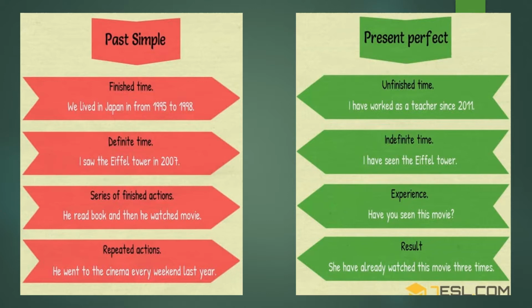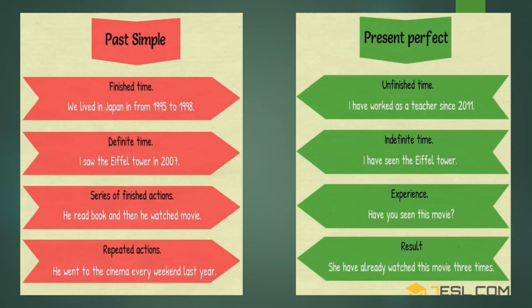Experience, have you seen this movie? When you are asking about something that you have done or you have ever done, we use present perfect. Different from the contrast, that is the series of actions, right? Then as a result, she has already watched this movie 3 times. So it is also possible to use it with already or with yet, remember, and it is going to be referring to result. So in this way we can compare them.